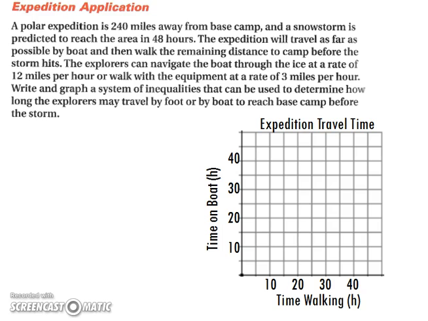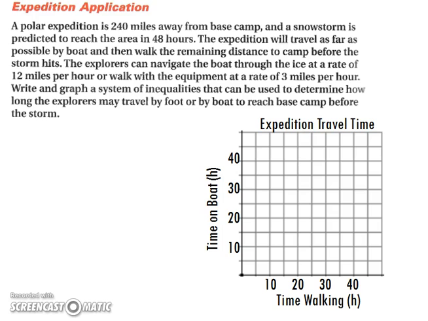The explorers can navigate the boat through the ice at a rate of 12 miles per hour or walk with the equipment at a rate of 3 miles per hour. Write and graph a system of inequalities that can be used to determine how long the explorers may travel by foot or by boat to reach base camp before the storm hits.